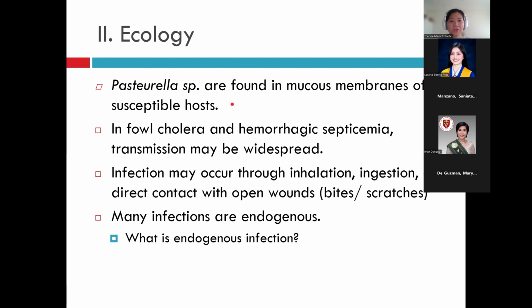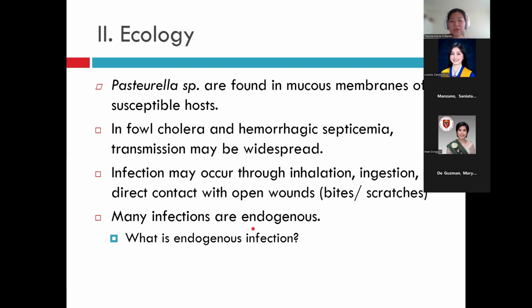And I mentioned that they are part of the respiratory environment, no? And so they can be found in the mucous membranes of susceptible hosts. They can affect a wide range of hosts. They can be seen in birds, so we have fowl cholera, and even in cattle, in large ruminants, they will cause a disease called hemorrhagic septicemia. And transmission is widespread. So infection may occur through inhalation, ingestion, direct contact with open wounds, bites, and scratches. And they can also cause endogenous infection.